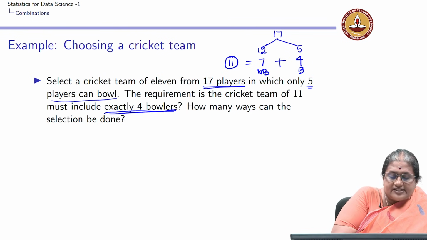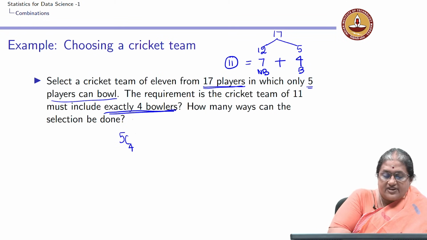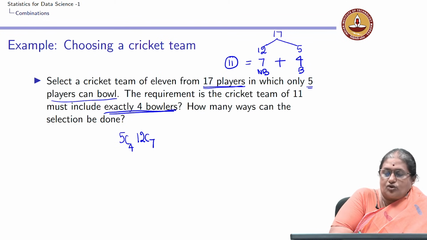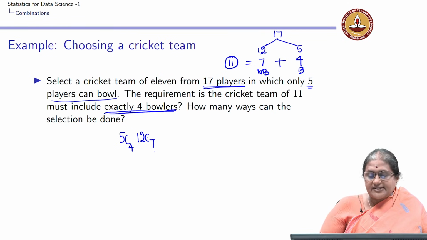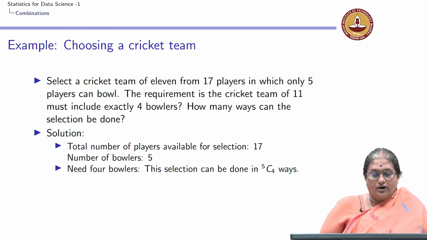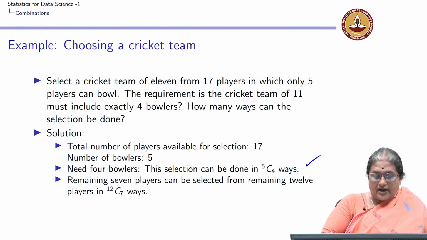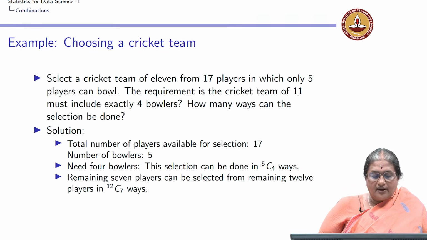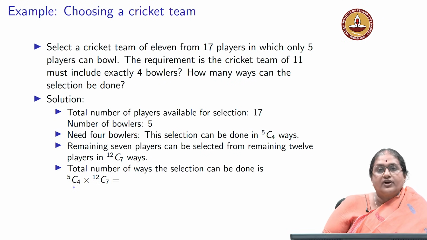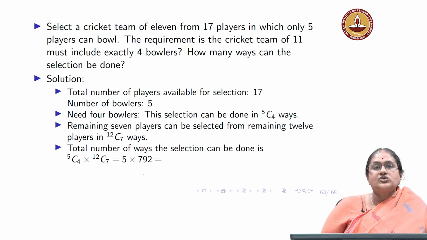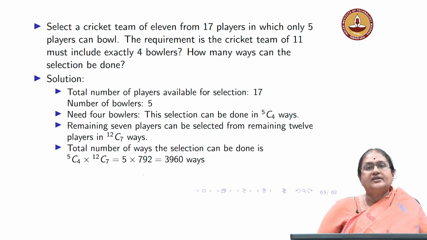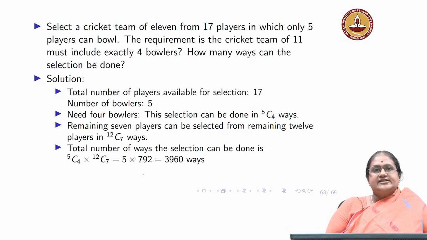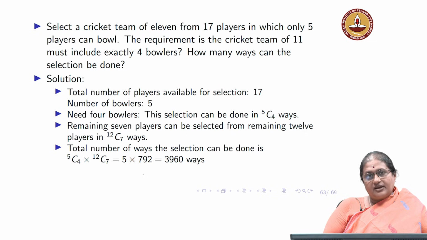The 4 bowlers can be chosen from the 5 bowlers in 5C4 ways, which leaves 12C7 to be the number of ways I can choose the 7 remaining players from the 12 players. So the total number of ways is 5C4 into 12C7, which I can simplify as 5 into 792, which is actually 3,960 ways of selecting my team.